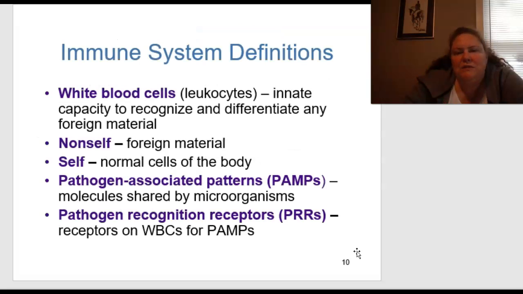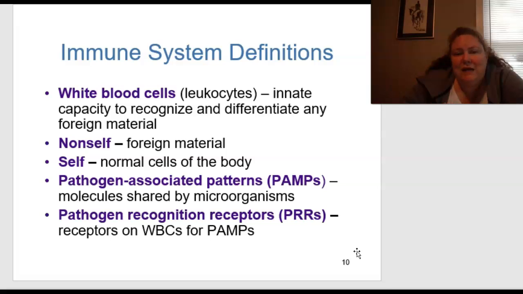Looking at our immune system definitions, we have white blood cells, and these are called leukocytes. These have the innate capacity to recognize and differentiate any foreign material. Okay, innate means you're born with it. It just knows what to do. So it's like, danger, Will Robinson, danger, right? There's a foreign body here. We need to figure out what to do with it.